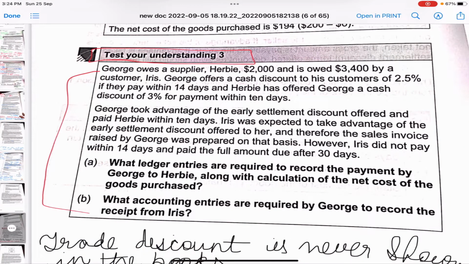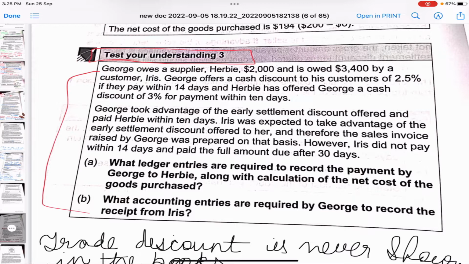George offers a cash discount to his customer of 2.5% if they pay within 14 days, and Herbie has offered George a cash discount of 3% for payment within 10 days. Okay, we'll come to that. George took advantage of the early settlement discount offered and paid Herbie within 10 days. Iris was expected to take advantage of the early settlement discount offered to her, and therefore the sales invoice raised by George was prepared on that basis. However, Iris didn't pay. Okay, let's see them one by one.